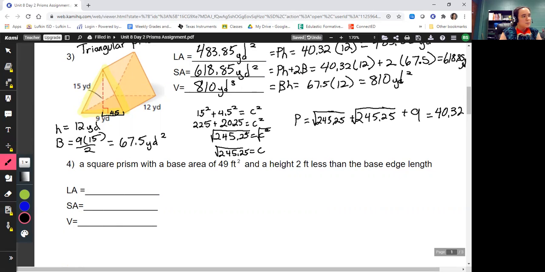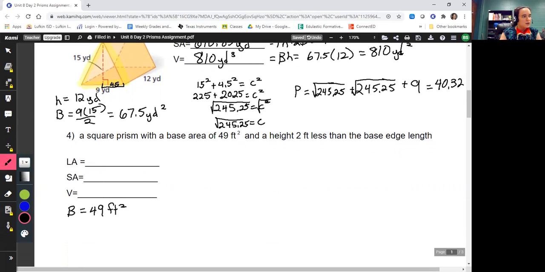Okay, and our next one, we have a square prism with a base area of 49 feet squared. So we already have the area for our base. And a height that is 2 feet less than the base edge length. So first off, we need to find our side length for our base. Remember that the formula for area of a base for a square is side length squared. So we're going to take the square root of that. And our side length is 7.